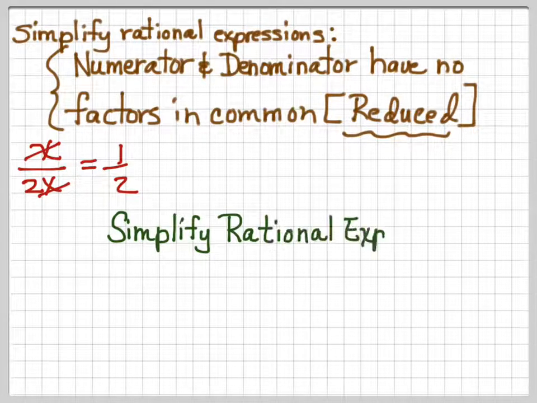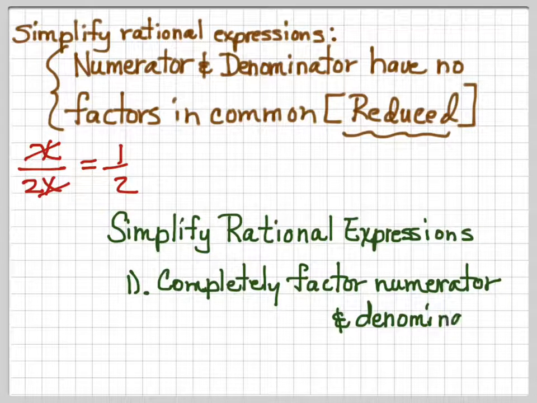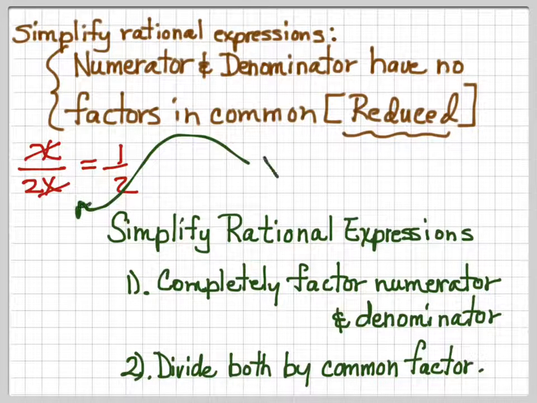If you simplify a rational expression, you need to completely factor the numerator and the denominator, and then divide both by the common factor. What I didn't say here, and what I probably should have said here, is, in this case, x cannot be equal to 0, because that would make this undefined.